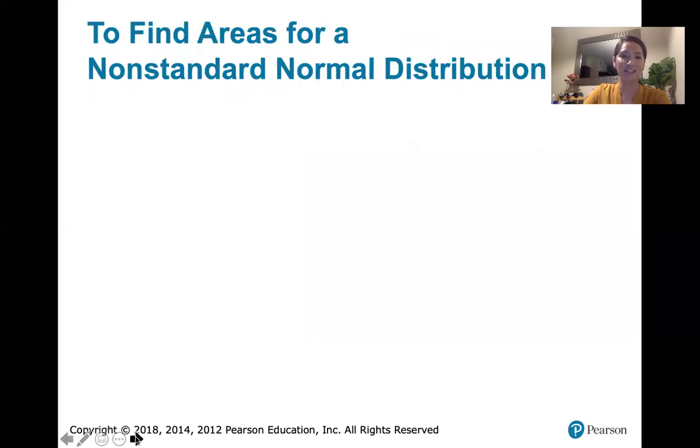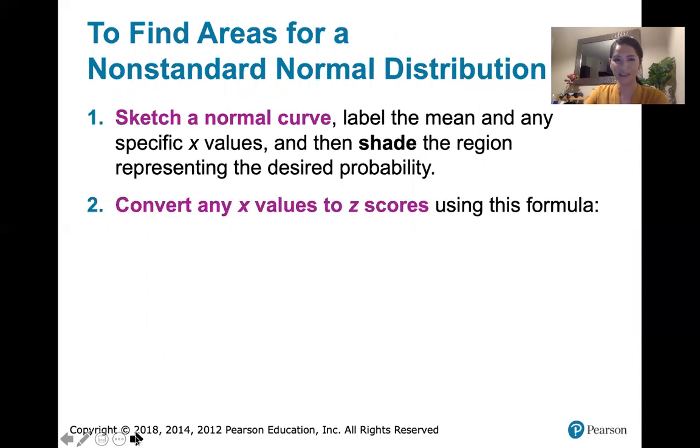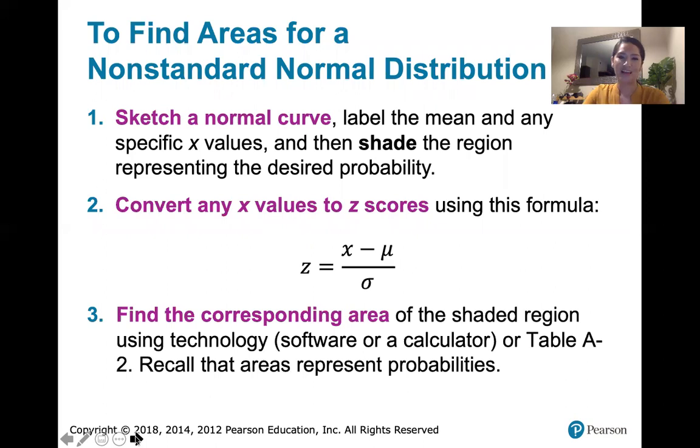So if I want to find an area, this is the first thing I'll do with all of these problems. I will immediately sketch a normal curve. I will label the mean and then any specific x values that are mentioned in the question, and then I'll shade the region that represents the desired probability. And then if there were x values in the question, I will convert those to z-scores using this formula. You just take the x value, you subtract the population mean, and you divide by the standard deviation. And then we'll find the corresponding area of the shaded region.